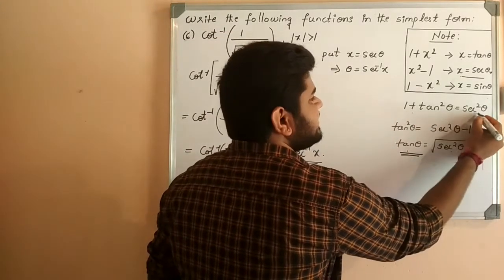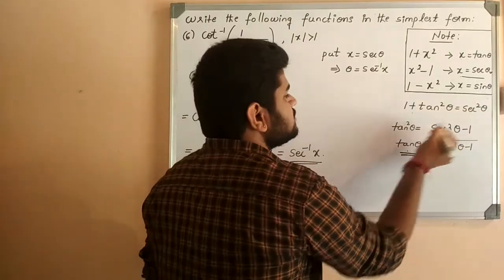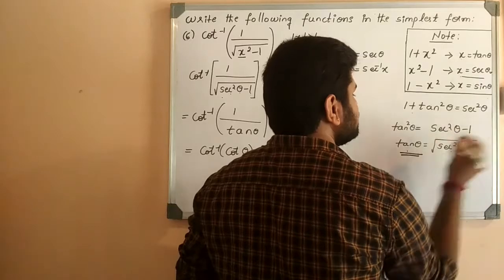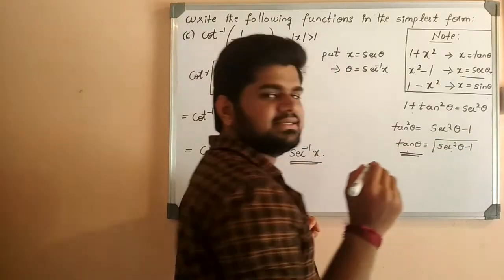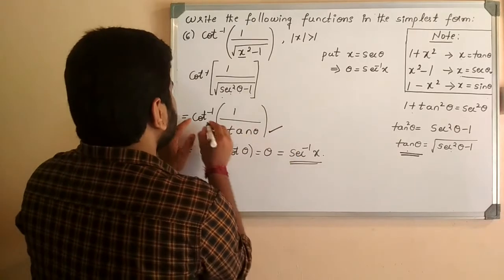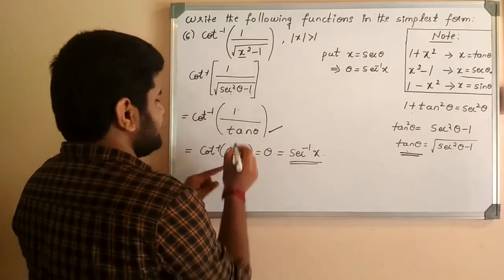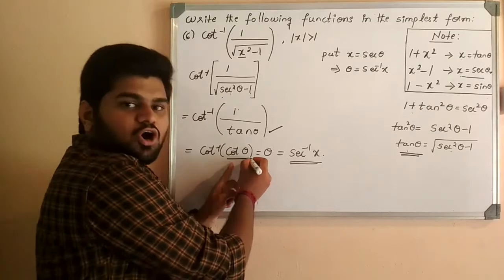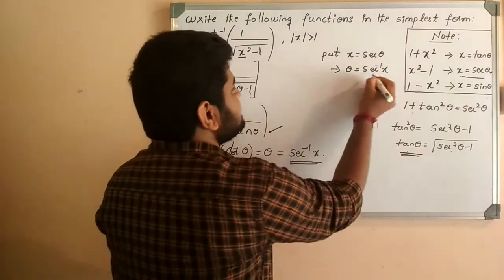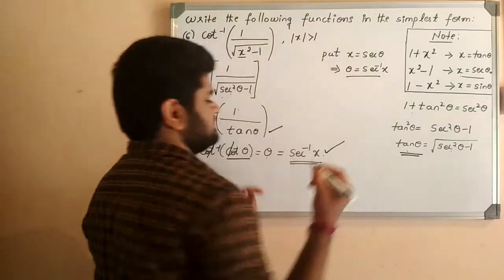1 plus tan square theta is equal to secant square theta. So tan square theta means secant square theta minus 1. So tan theta means root of secant square theta minus 1. So cot inverse of 1 by tan theta. 1 by tan is always cot theta. Cot inverse cot gets cancelled. Theta means it is secant inverse x.